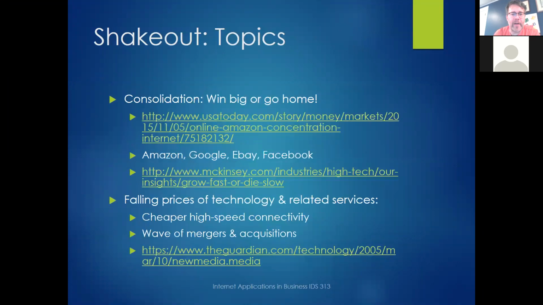So we have that. Other consequences that we saw in those days: falling prices of technology and related services. With the dot-com bust, one of the underappreciated facts is that a lot of companies had built up a tremendous amount of infrastructure, particularly high-speed fiber optic cable. There was one company called Lucent, an offshoot of AT&T, that went bust during that time. They were a big one in terms of high-speed internet.